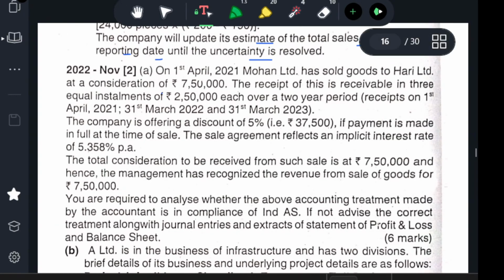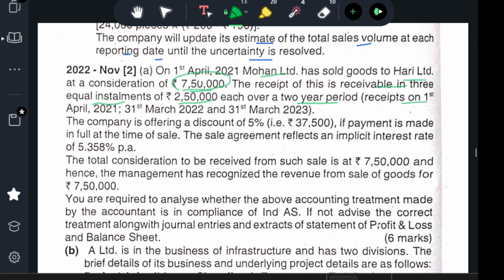On 1st April 2021, Mohan Limited sold goods to Hari Limited for a consideration of 750,000, receivable in three equal installments of 250,000 every year over the next 2 year period, from 1st April 21 to 31st March 23.